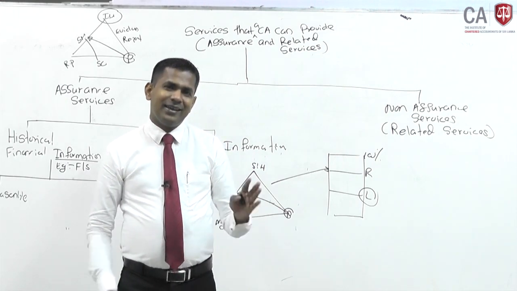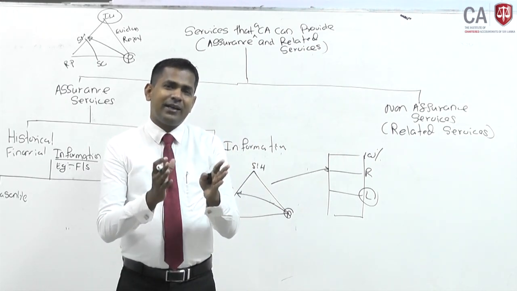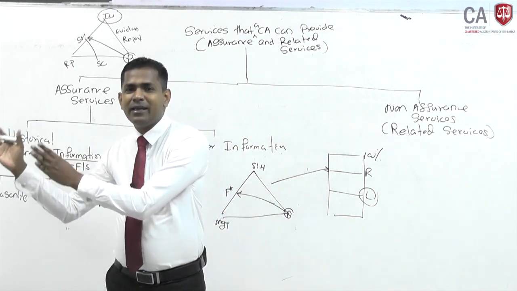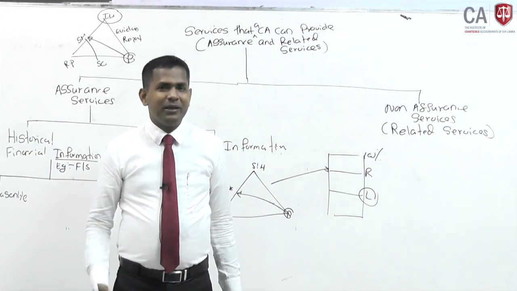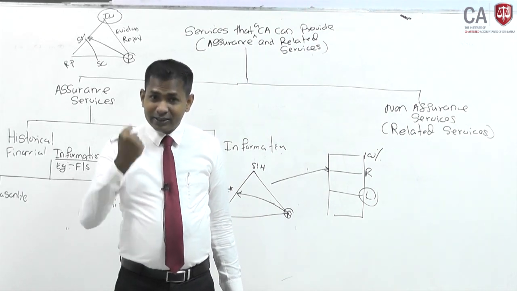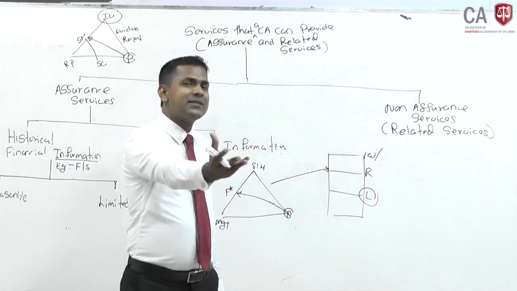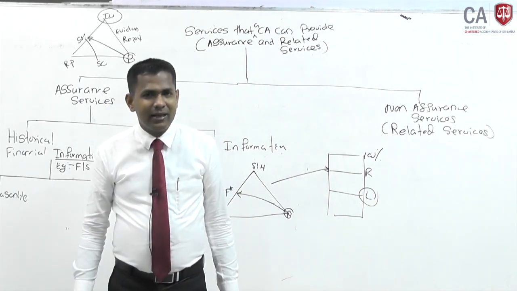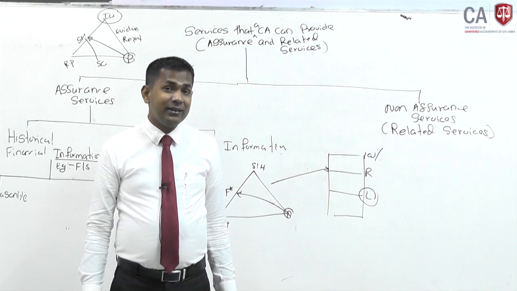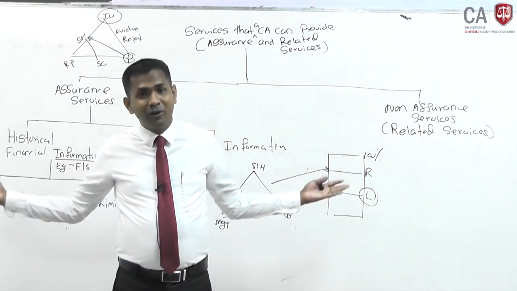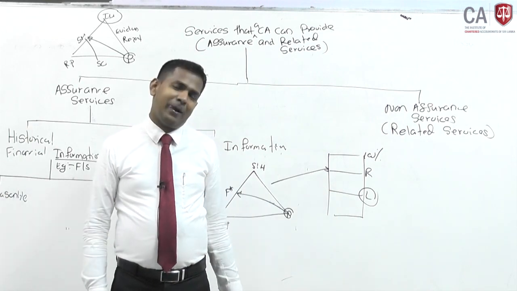What did I say? Nothing has come to our attention to state that the financial statements prepared by the management are materially misstated. That means we haven't noticed anything to say that. We haven't noticed, but does it mean there is no material misstatement? We don't know.